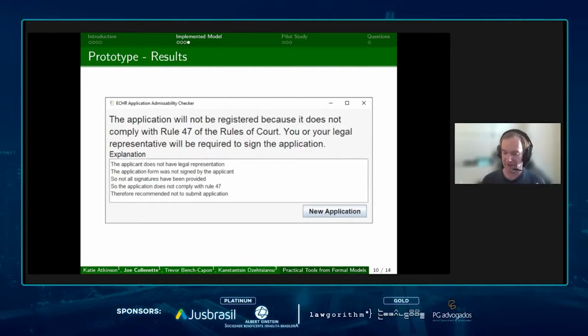and we can infer through the issues that not all signatures have been provided, and that the application doesn't comply. Now, obviously, the ADF is a lot bigger, but when we generate our explanation, we only take the parts that the user has answered and is actually relevant to the decision that's made. So we don't just show everything in one go.